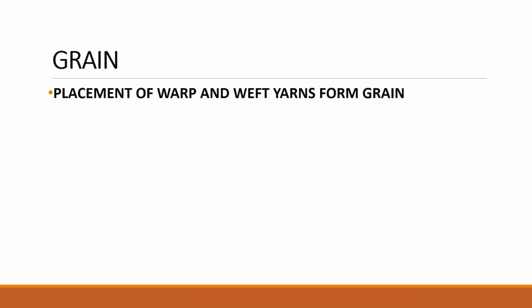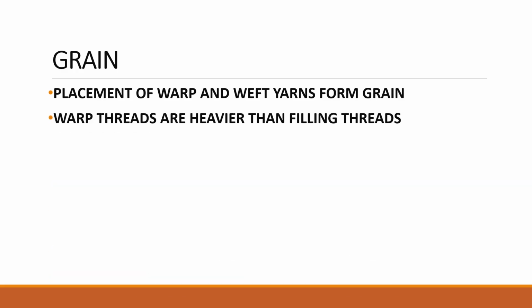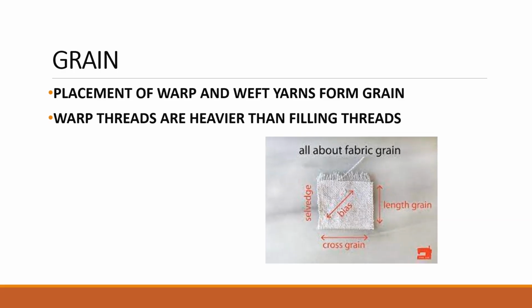So students, we have seen what the different features of grains are, and basically the placement of warp and weft yarns is very important, and warp threads are heavier than the filling threads. This also we have to take into account while we are selecting different grains, as we have already seen in the video what is called cross grain or the straight grain, and how the grains are managed.